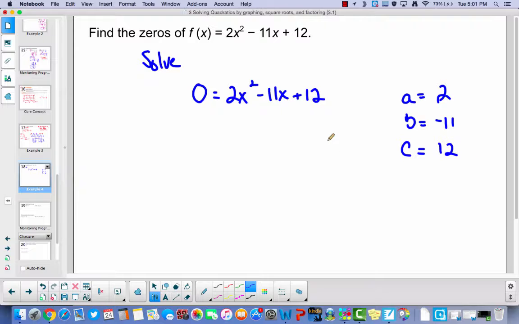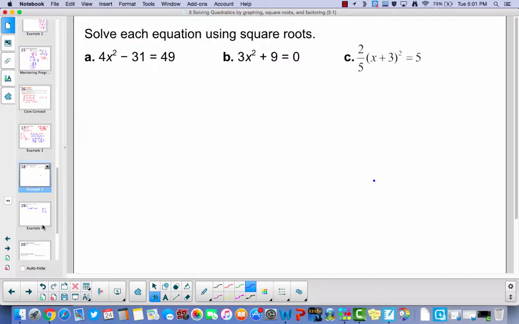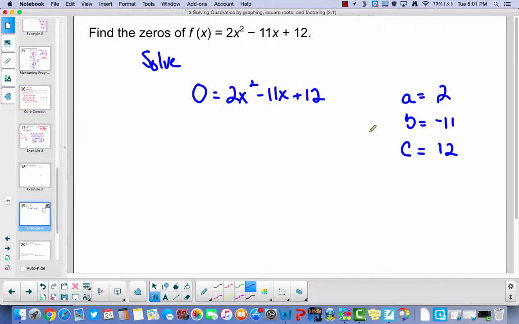I want you to try to set up how you factor that. So pause it here so you can do that. Okay, so 2 times 12 is 24. What multiplies to give you 24 and adds to give you negative 11? How about negative 3 and negative 8?